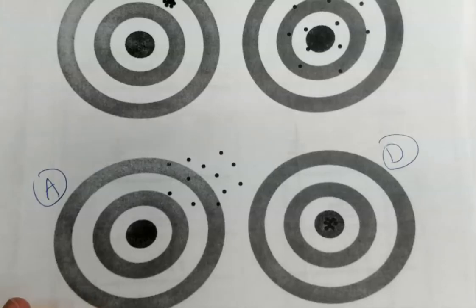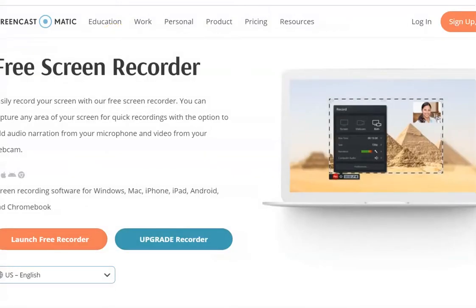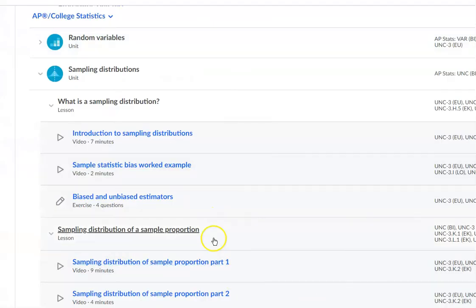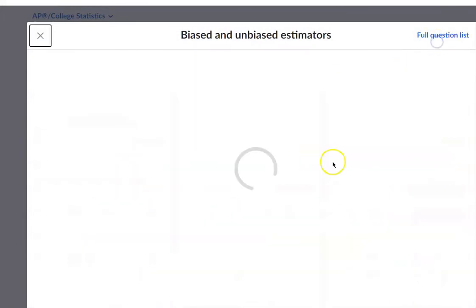Alright, let's do a few quick Khan Academy problems together. You don't have a Khan Academy assignment for this, but I wanted to go through a few together with you just to make sure that you had a good understanding.